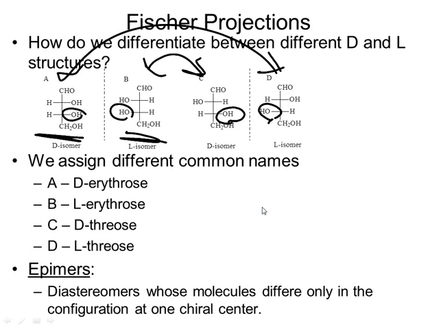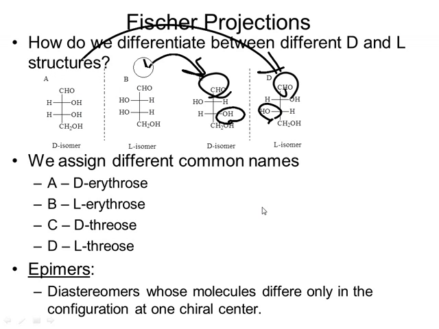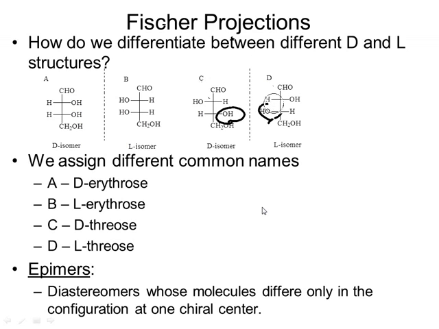And that is really what you need to know about Fischer projections for carbohydrates. You need to know how they're always arranged. We've always got the aldehyde or the ketone at the top. You need to know how to identify D and L. And you need to know that in order to be enantiomers, every chiral center has to flip.